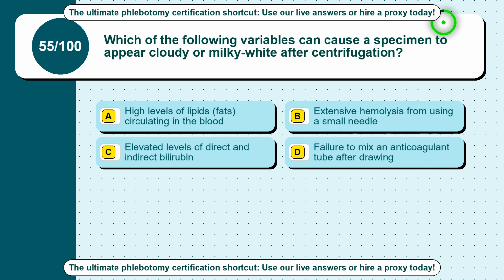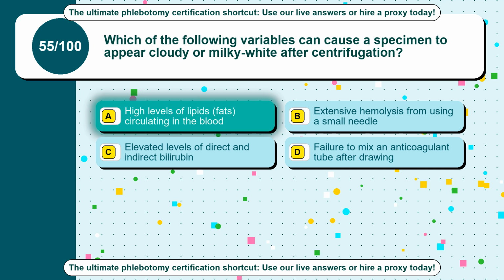Question 55. Which of the following variables can cause a specimen to appear cloudy or milky white after centrifugation? Option A, high levels of lipids, fats, circulating in the blood. Option B, extensive hemolysis from using a small needle. Option C, elevated levels of direct and indirect bilirubin. Option D, failure to mix an anticoagulant tube after drawing. The correct answer is option A, high levels of lipids, fats, circulating in the blood.